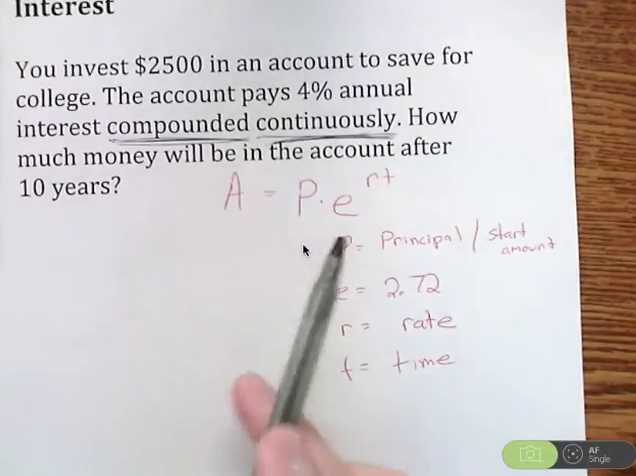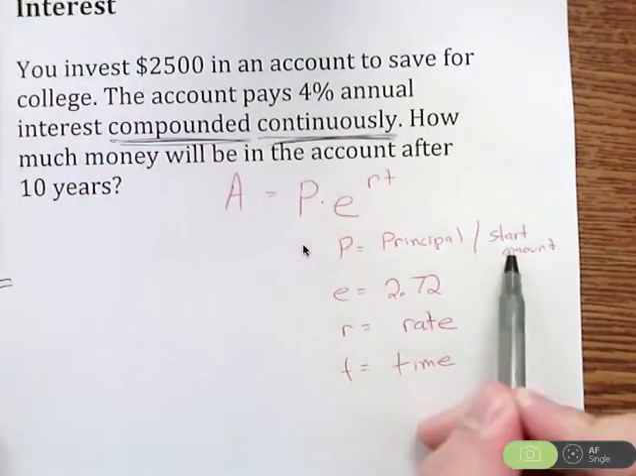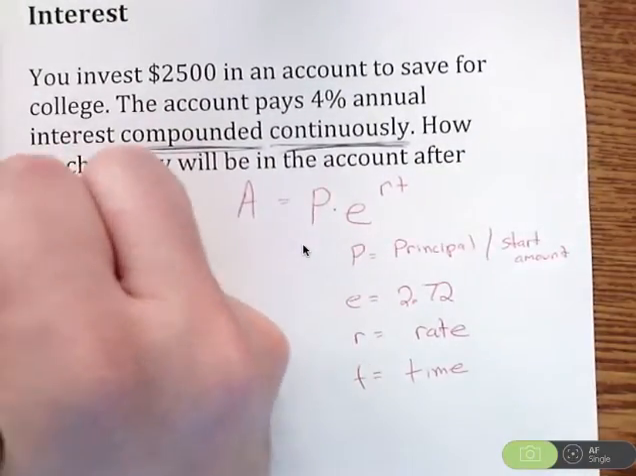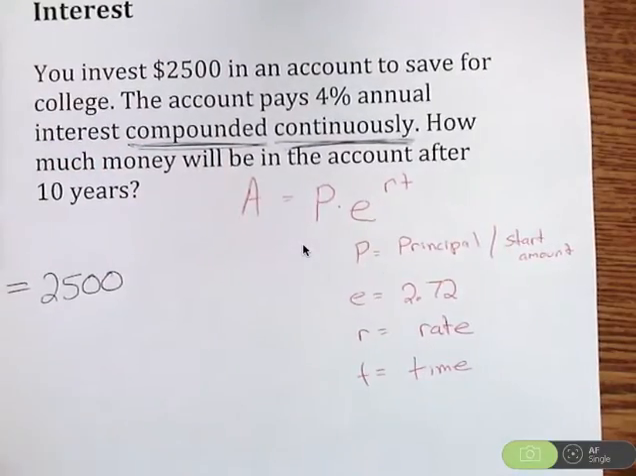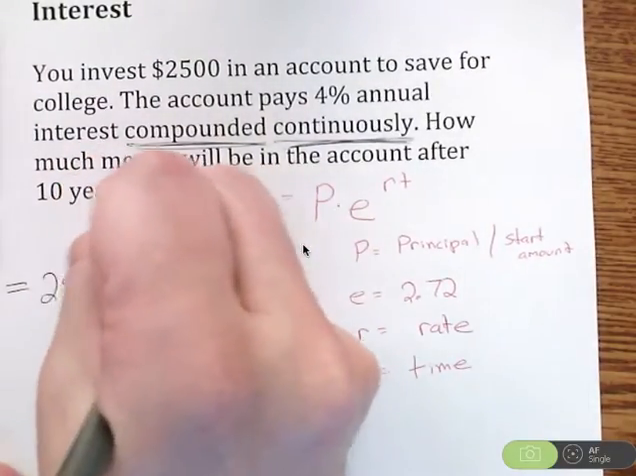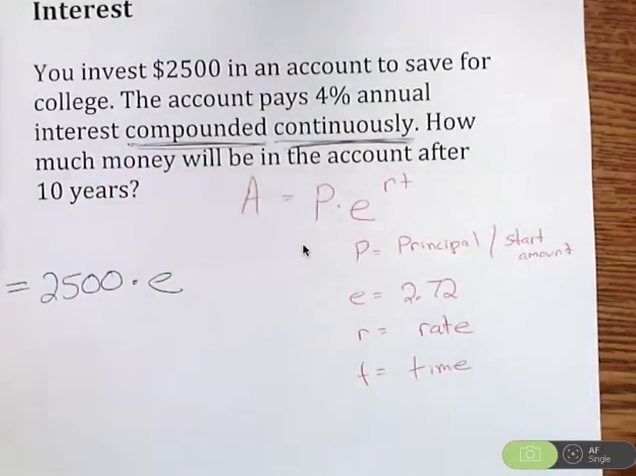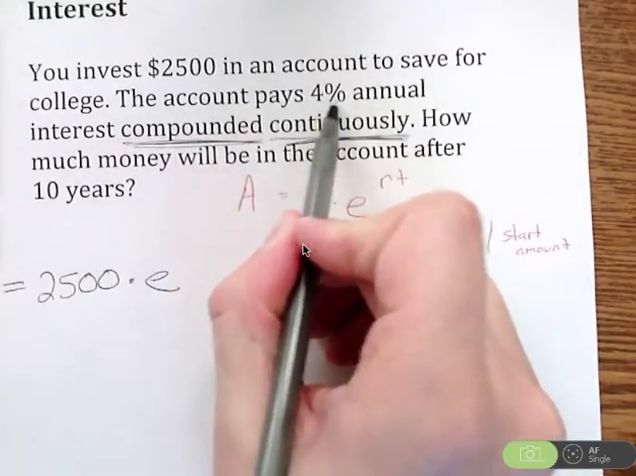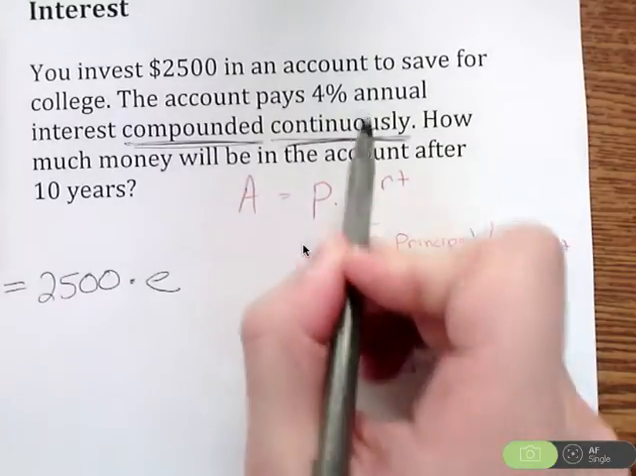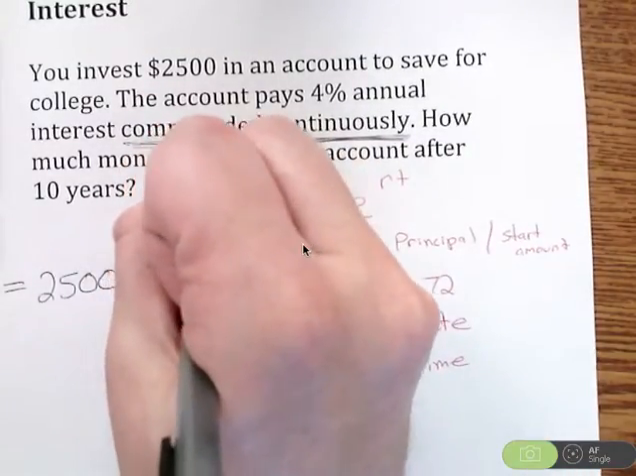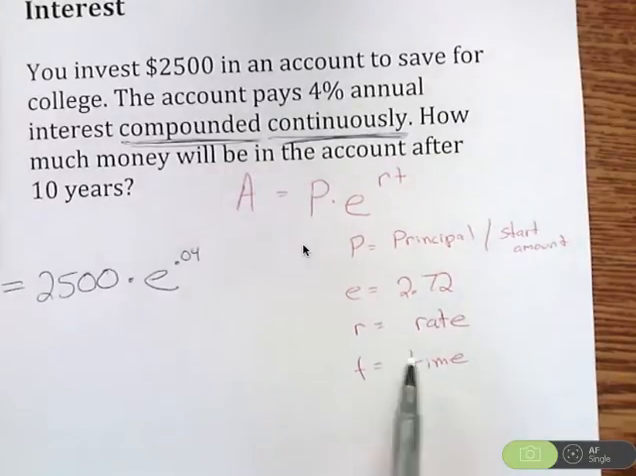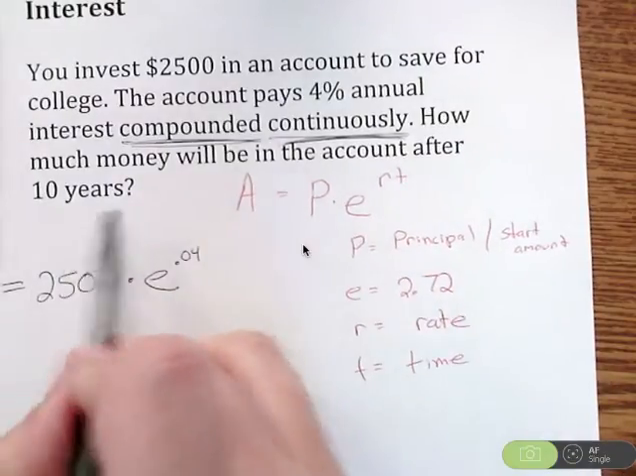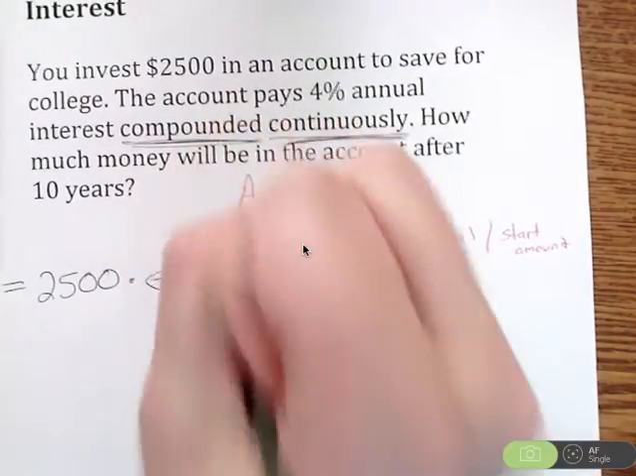What I'm going to do is plug in the pieces I have. I need to find the principal or the starting amount. I'm starting by investing $2,500, so that is P: 2,500. e, again, is still just going to stay as e. There's nothing we're plugging in there. I've got to figure out my rate. The account pays 4%, but I need to put that in decimal form to make it a rate. That's going to be 0.04. The last thing I have to find is time. How much money will be in the account after 10 years? 10 years would be my time, so I'm going to put times 10.